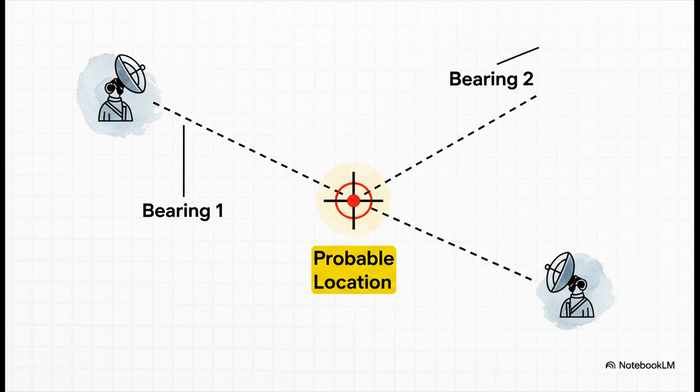Your first bearing gives you a line of possibility, but a second bearing taken from a totally different spot gives you a second line. And where do they cross? That intersection, that's your target zone.